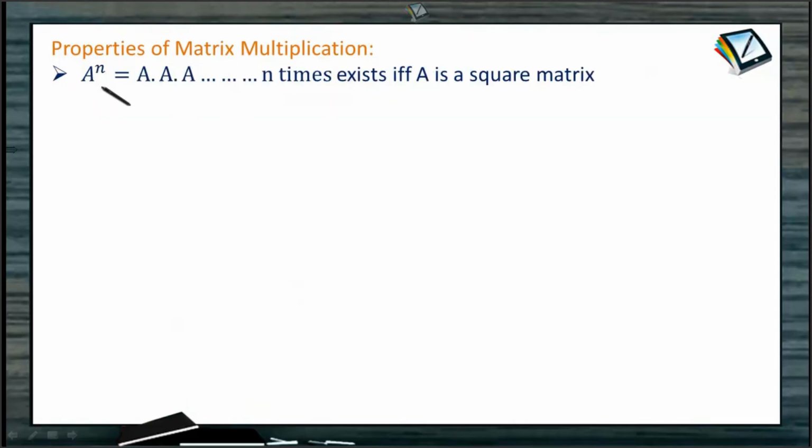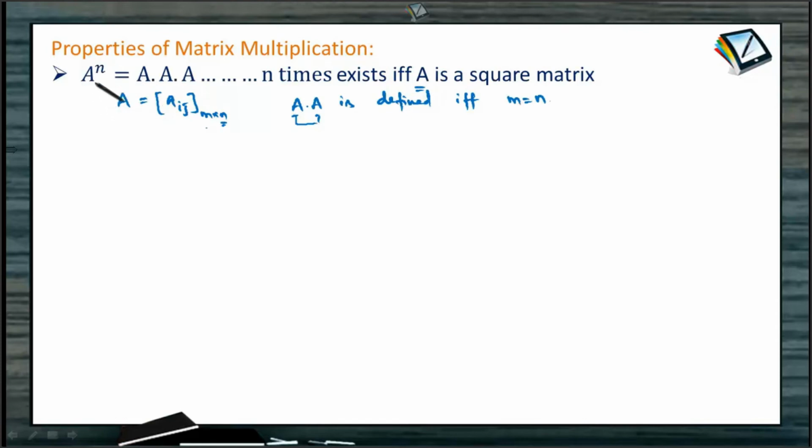Now, by definition, A power n is A multiplied n times, and this will exist only provided A is a square matrix. If you can clearly see, A is a matrix of order, say, m by n, then when can A into A be defined? A into A is defined provided m equals n, right? So that in the product, the number of columns of the first A should be the same as the number of rows of the second matrix A. That means these two, m and n, must be equal. So whenever A is a square matrix, only then a power of A exists.